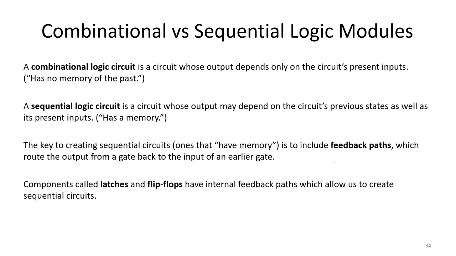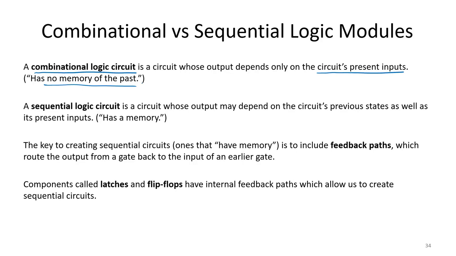Another very important feature in computers and digital logic is memory. Here we'll just briefly introduce a few terms that come up when working with computers and memory. One term that's very important is a combinational logic circuit. This is defined as a circuit whose output depends only on the circuit's present inputs. We say that this circuit has no memory of the past, because all it knows, all it cares about, is the present inputs.